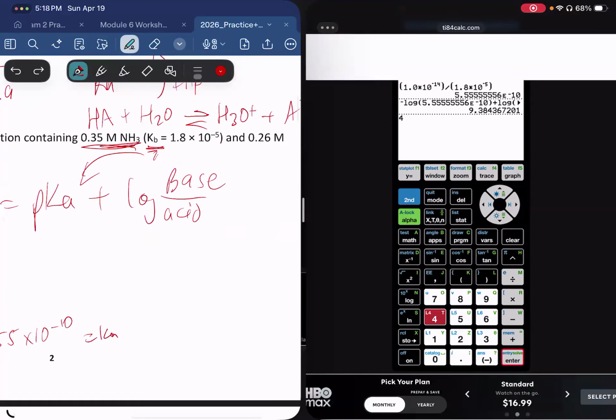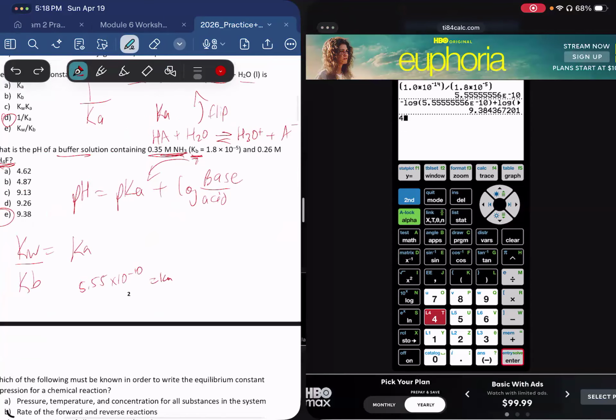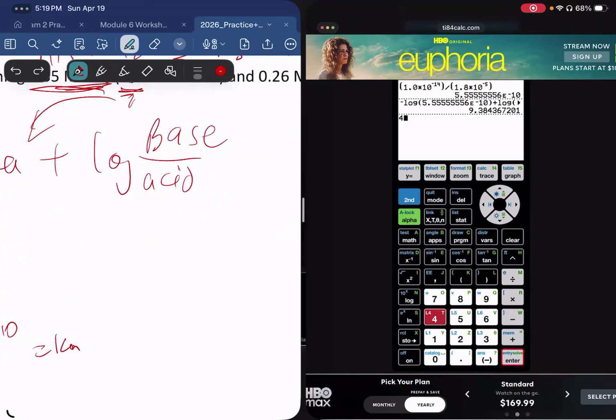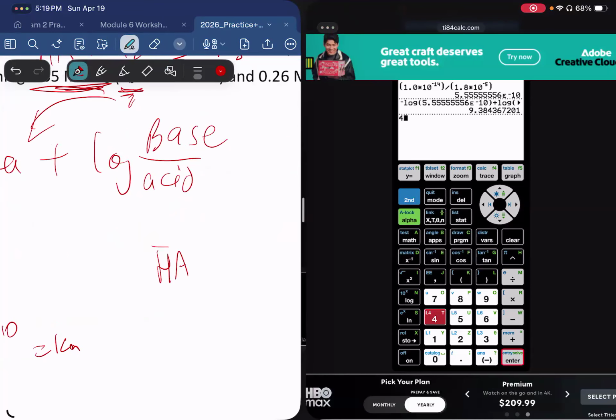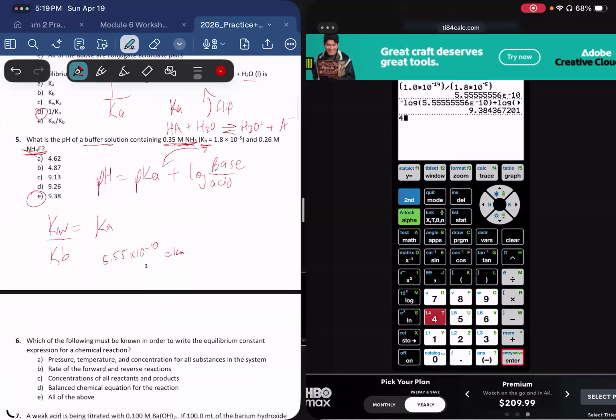The reason why I put it as base and acid is because it's a much more general formula than simply HA over A minus, because I know a lot of us can get confused by that. So that's why I do that.